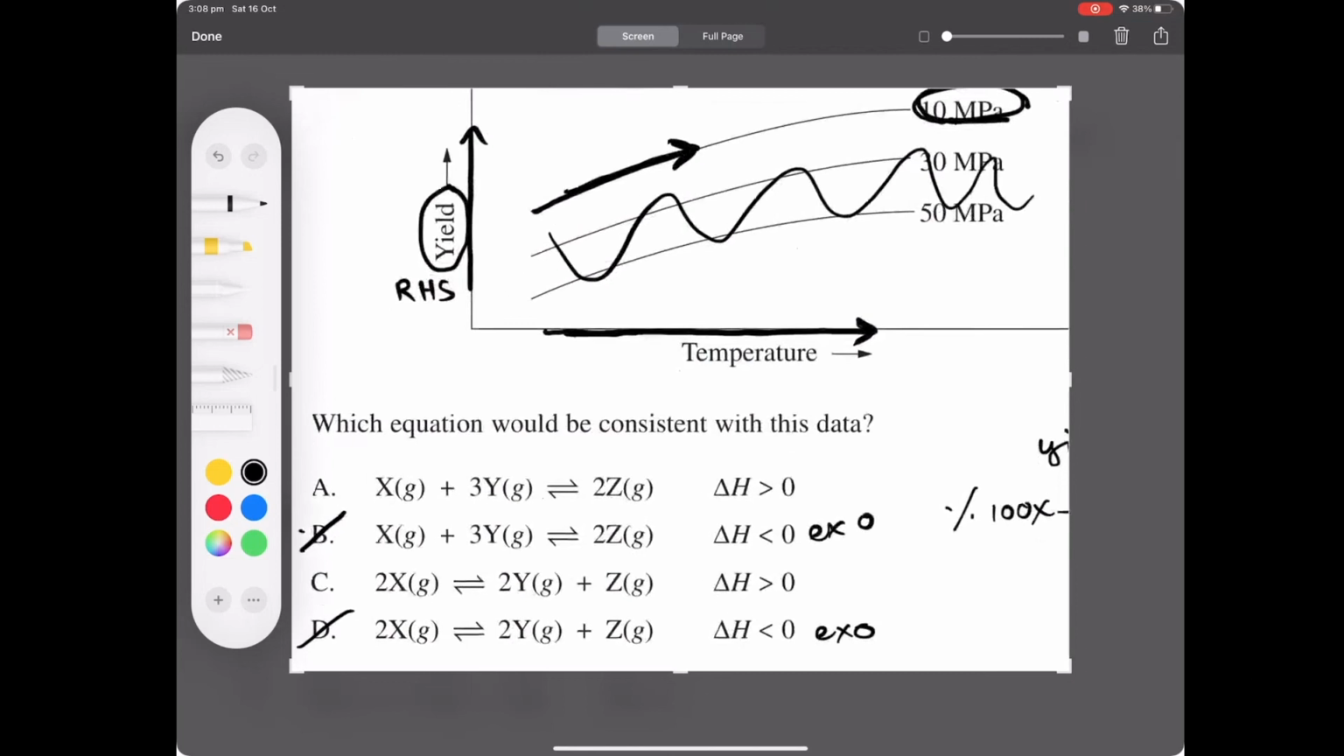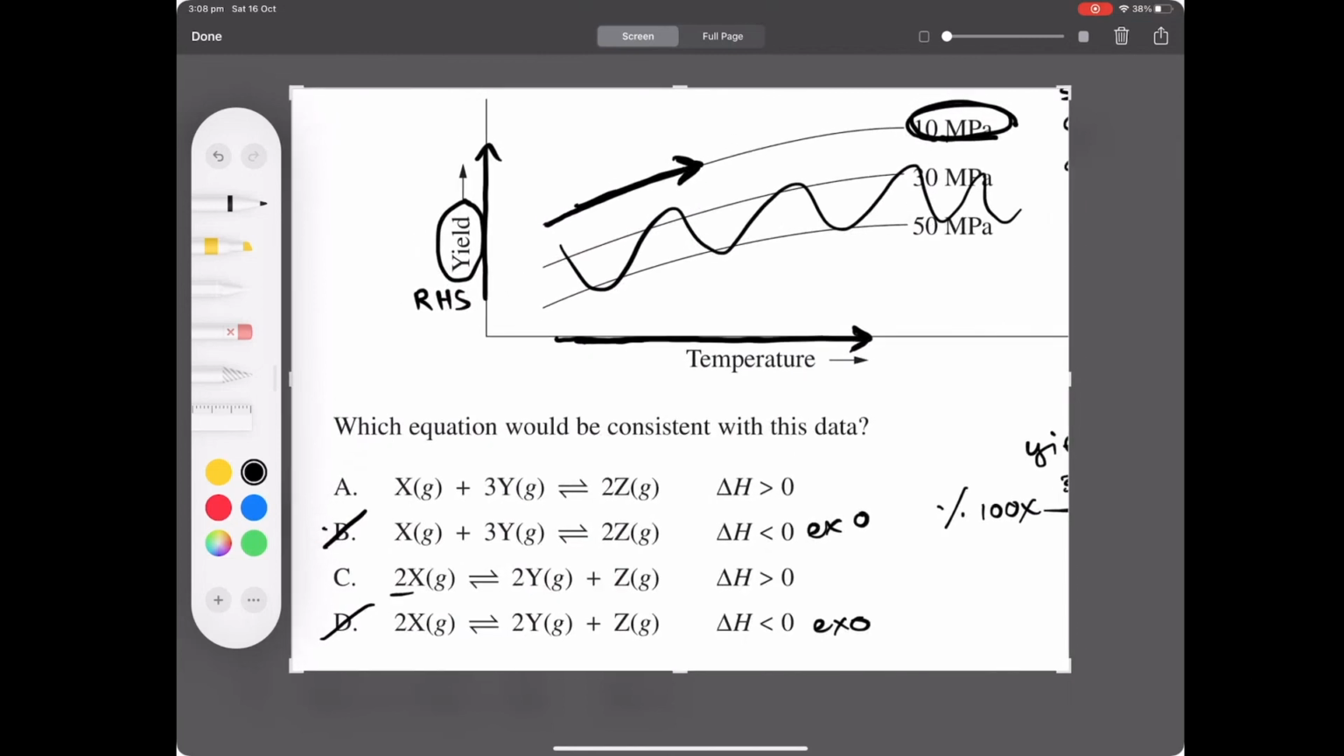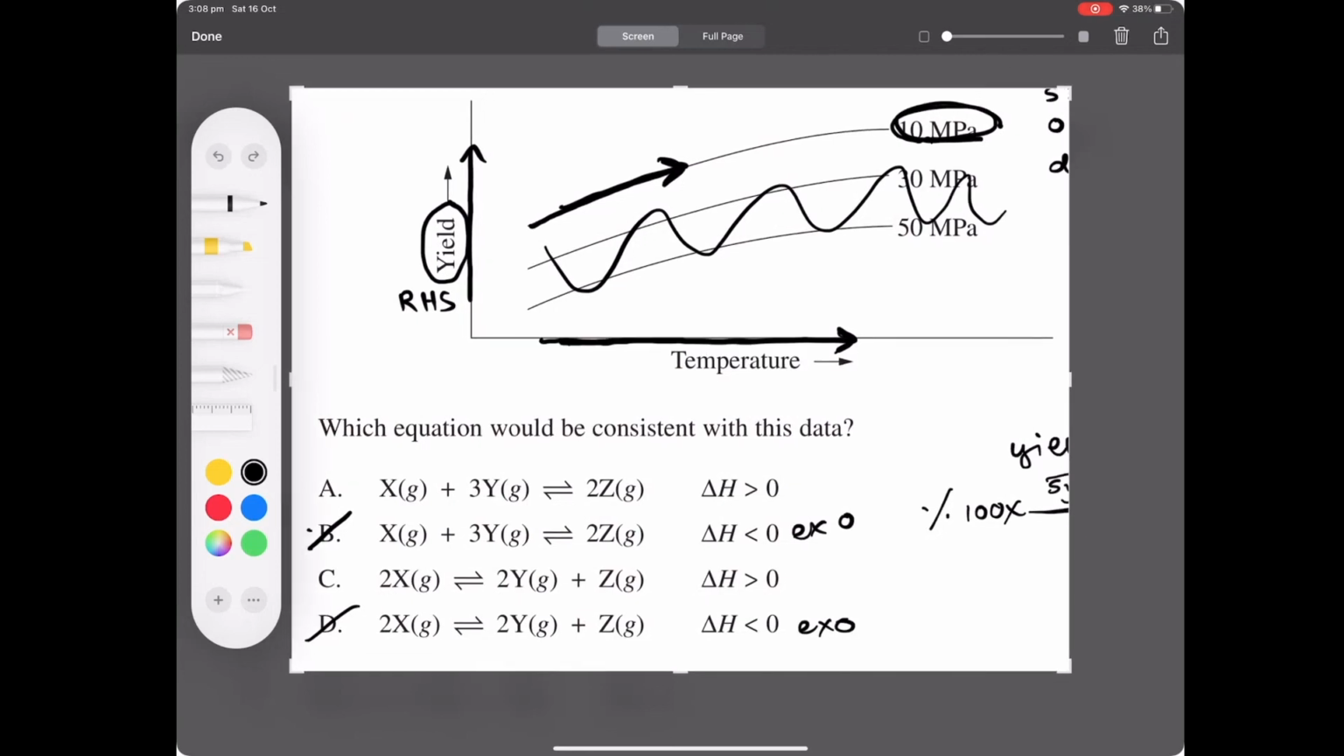Now, everyone, what's the difference between A and B? Do you all agree it's the numbers? Right? Everything else is the same order, X, Y, and Z. It's the numbers. Now, when were numbers super important to us? When did I tell you to block things out and count the numbers on each side? Pressure. Pressure. So you're going to get your final answer by looking at pressure.